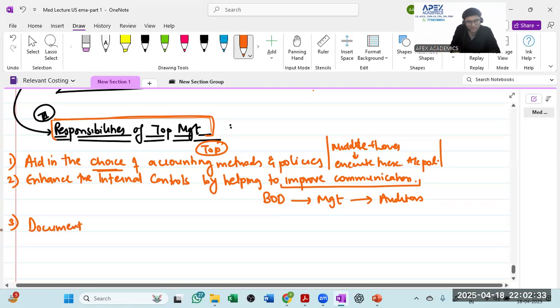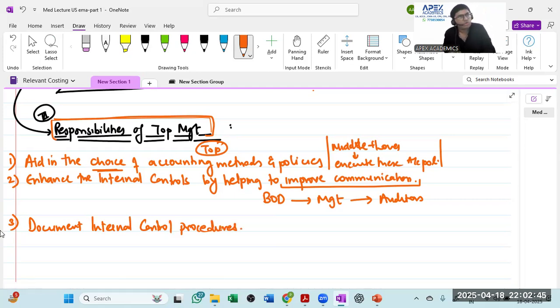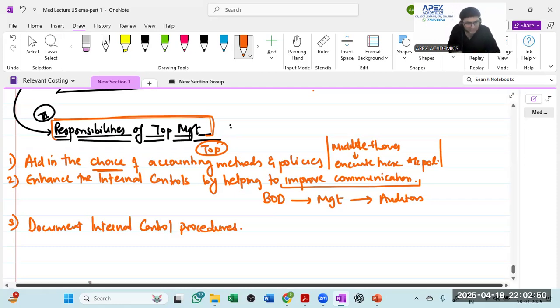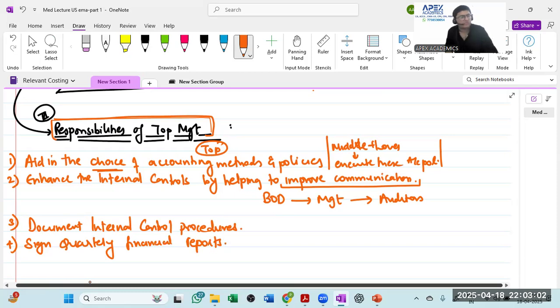Sir, they will document internal control procedures. What will the management do? They will document internal control procedures. Sir, next, they will sign quarterly financial reports. Sir, what will they do? Sir, they will sign quarterly financial reports.